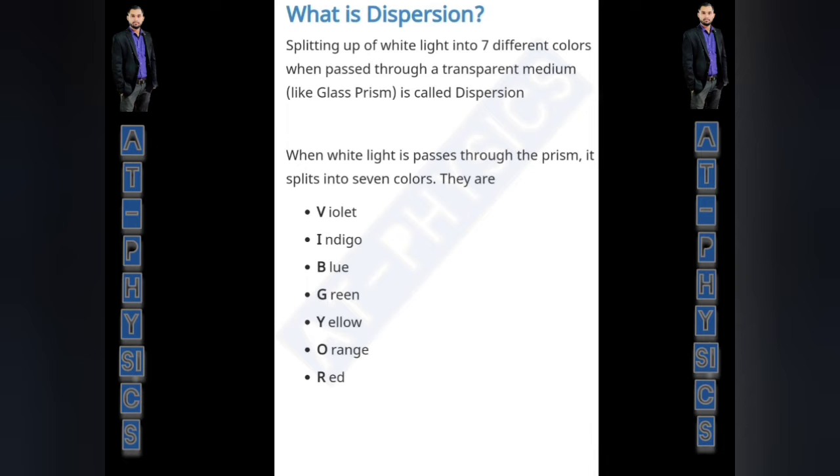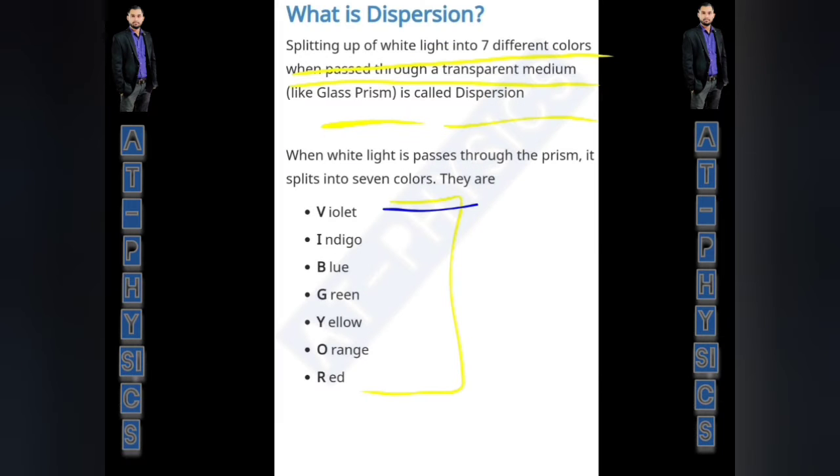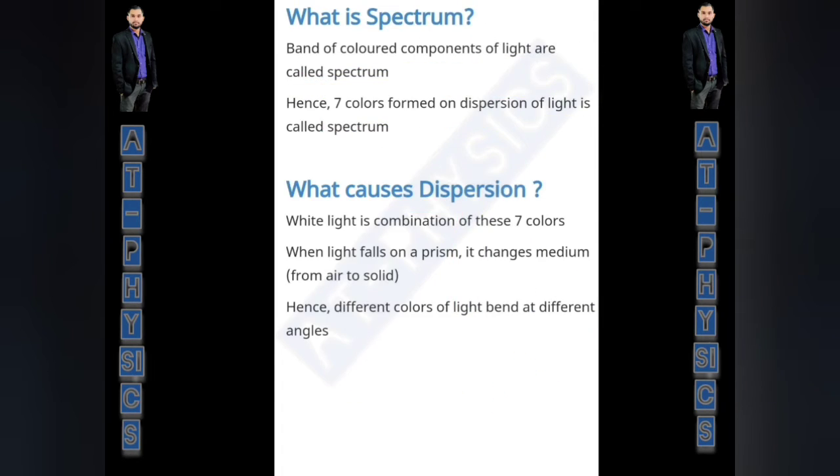Now what is dispersion? Dispersion is simply the splitting of white light into 7 different color components when it passes through a glass prism. These 7 colors are VIBGYOR. This is in increasing order of wavelength, as I already said.